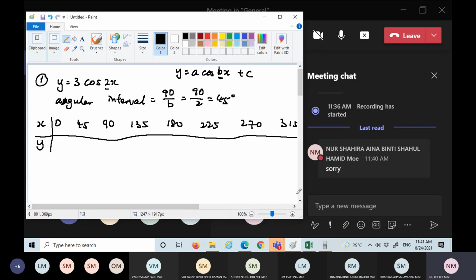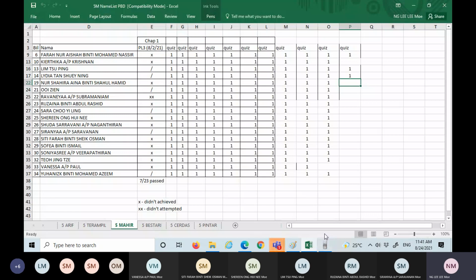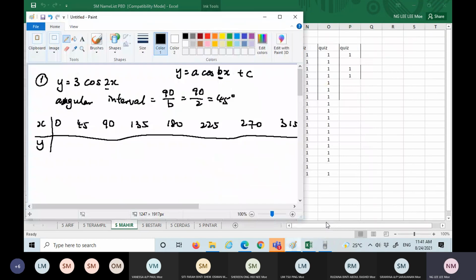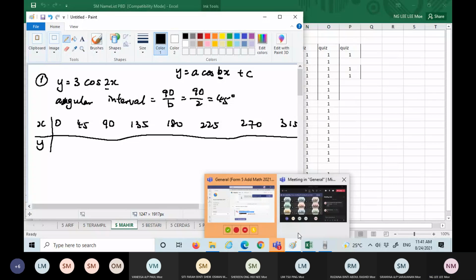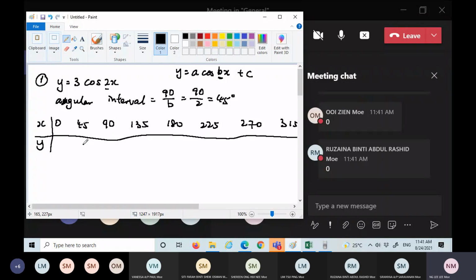Okay, the second girl, Winjian, you do for when x is 45. Ravania, you do when x is 90. And then Ruzaina, you do when x is 135. Okay, Winjian's doing 45 degrees, so this is 0. Ruzaina doing for 135 degrees, this is 0. So now we wait for Shahira and we wait for Ravania.